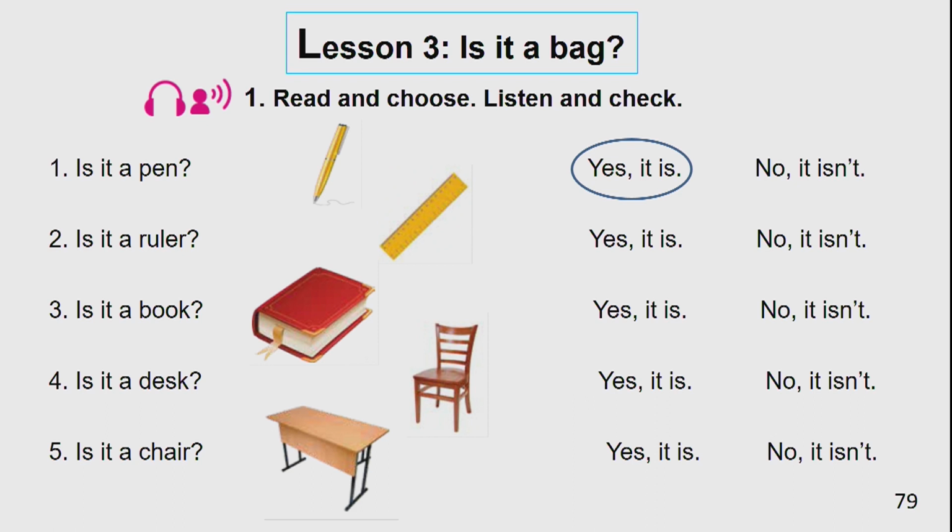Ready? Let's check your answers. Number 2. Is it a ruler? Yes, it is. Number 3. Is it a book? Yes, it is. Number 4. Is it a desk? No, it isn't. And number 5. Is it a chair? No, it isn't.